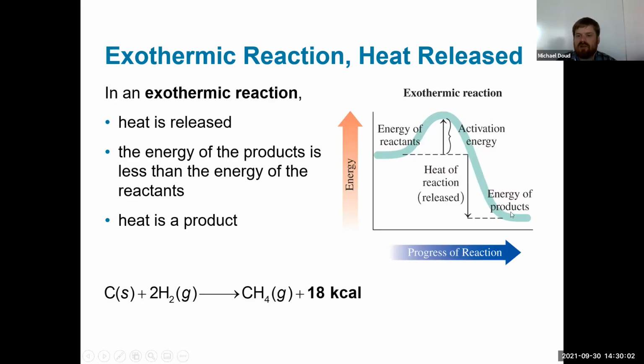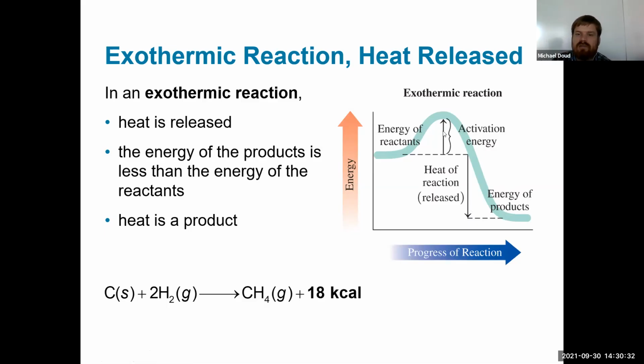It is closer to the center of the Earth, so there's less gravitational potential energy, is what we would say. The same thing is true with chemicals. Basically, every chemical has some potential energy, and that potential energy can be released in a chemical reaction where the products have less chemical potential energy. In this case, where the energy of the reactants is higher than the energy of the products, heat is released, and we call this an exothermic reaction.